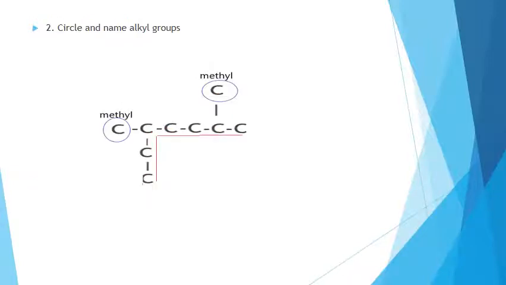Okay, so this is the parent chain. All right. Now what you do is you circle the alkyl groups and you name them. Okay, so you have 2 methyls here. So what we have so far is we have heptane and 2 methyls. Again, if you have 2 methyls, this will end up being a dimethyl.